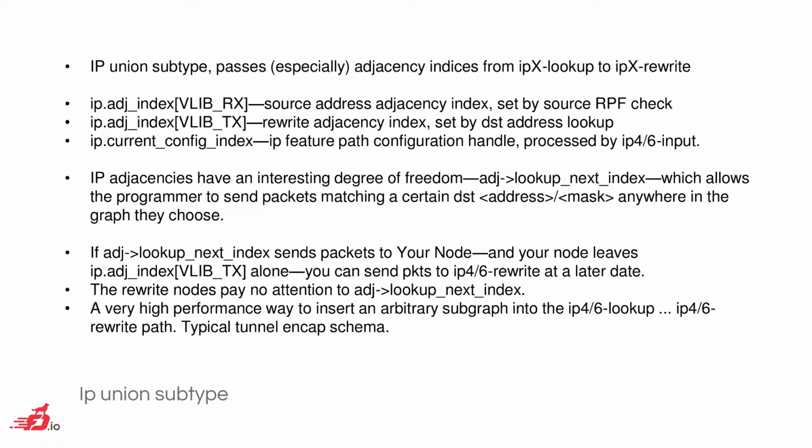The IP adjacencies themselves have an interesting degree of freedom, which is the lookup next index, which allows programmers to send packets that match a certain destination address and mask anywhere in the graph they like. The idea being, when you've done a fib lookup, you end up with an adjacency that can direct the packets anywhere in the graph. This is really cool because the lookup engine doesn't need to know at all about what's about to happen. You can say, I want next to go to the encapsulate-in-this-tunnel-type node, and such and such a subnet needs to be reachable via tunnel.